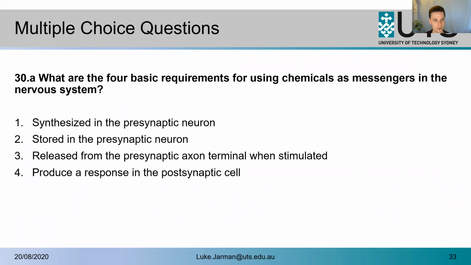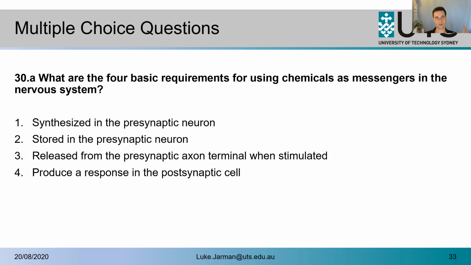And let's move on to the last one. So what are the 4 basic requirements for using chemicals as messages in the nervous system? Leave a bit of space to write this one out because you need to know all 4 of these dot points. So the first requirement is that you must be able to synthesize that neurotransmitter in the presynaptic neuron, at the place where it's about to be released. You have to have a space to be able to store it. In this case, it's your vesicles, broadly speaking, for neurotransmitters. The third one is that they need to be released from the presynaptic axon terminal when stimulated.